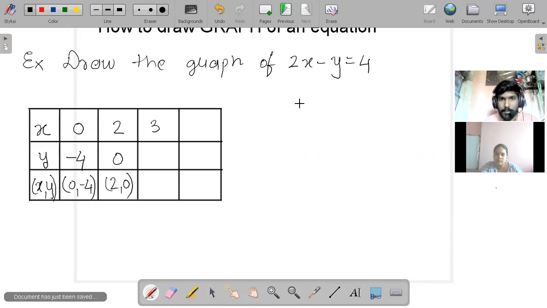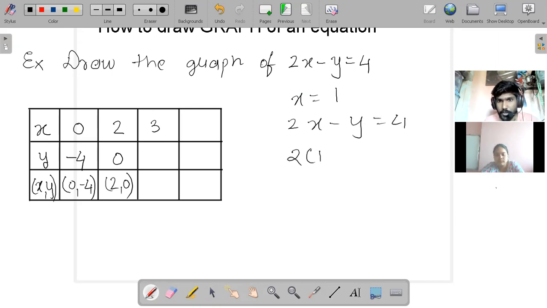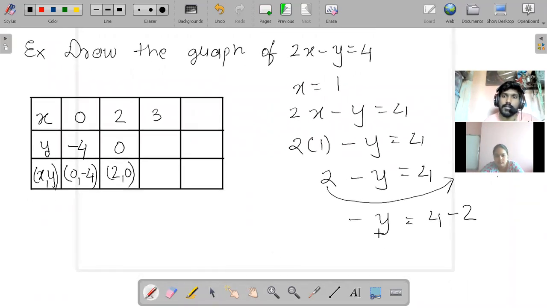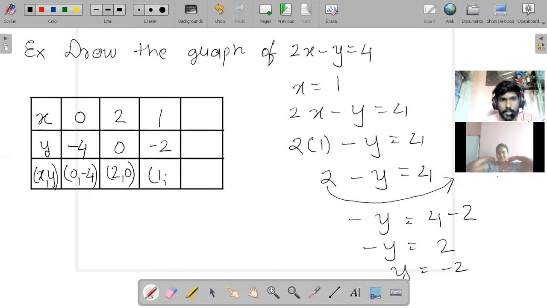If you substitute x as 1, so x is equal to 1, this becomes 2x minus y is equal to 4. In place of x you put 1, so 2 into 1 is 2, and 2 minus y is equal to 4. Now take the plus 2 to the other side and you get 4 minus 2. We are getting a proper answer. So what will be y? Minus 2. If you put x as 1, the value of y is minus 2, and here we get (1, -2).